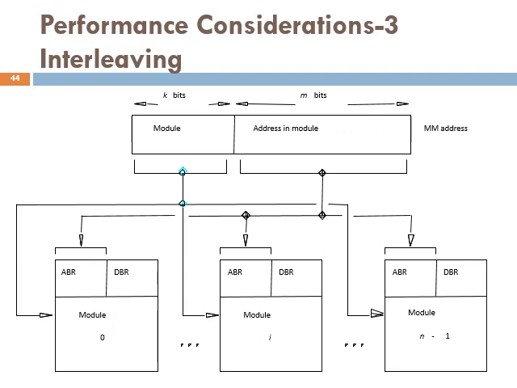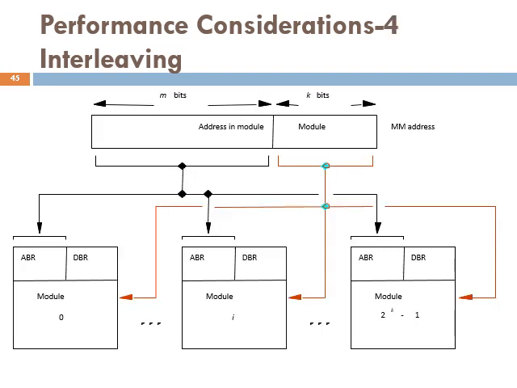Consecutive words are placed in a module, and the higher order k bits of the memory address determine the module. The lower order m bits of the memory address determine the word within a module. When a block of words is transferred from main memory to cache, only one module is busy at a time. Consecutive addresses can be loaded in consecutive modules. While transferring a block of data, several memory modules can be kept busy at the same time.